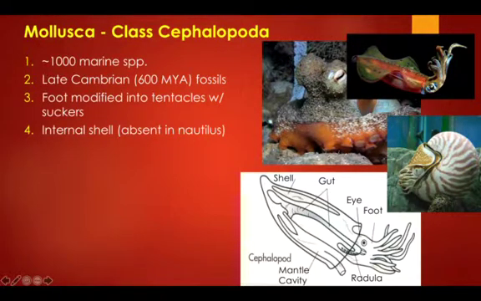They have an internal shell. So here we do have a shell. It's internal, so inside of the body, unless, of course, it's a nautilus. A nautilus is a type of cephalopod, but their shell is external.